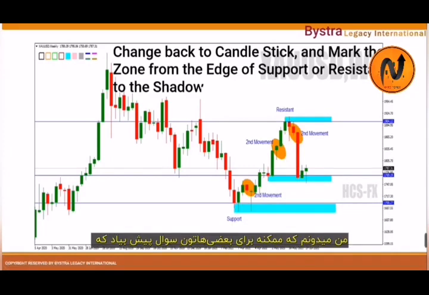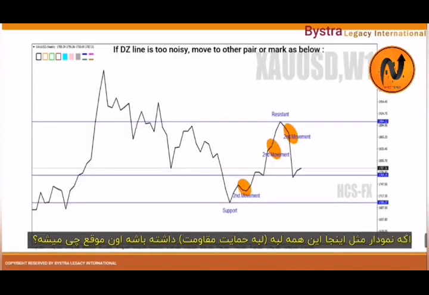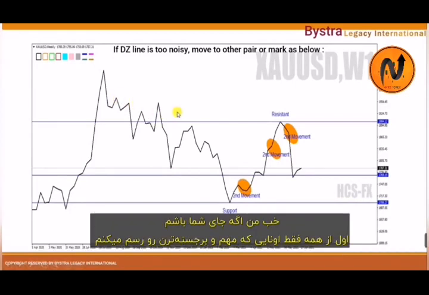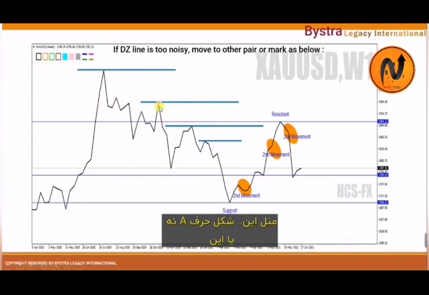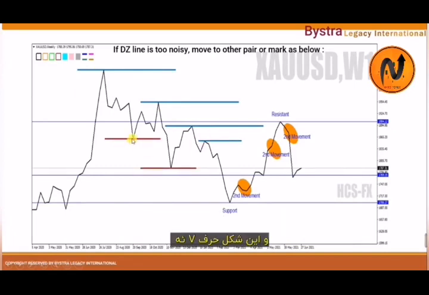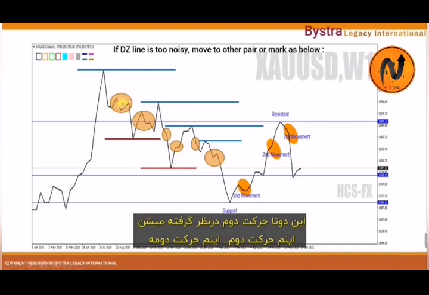I know some of you will be wondering what happens when the chart has so many edges like this. First of all, if I were you, I would just mark whichever is significant, like this, capital A, capital A, capital A, or this. And this is the capital V, the rest is second movement. These two are considered as second movement, second movement, second movement.